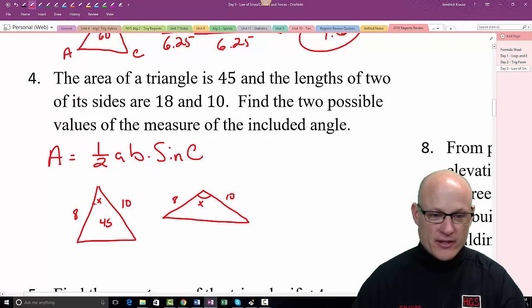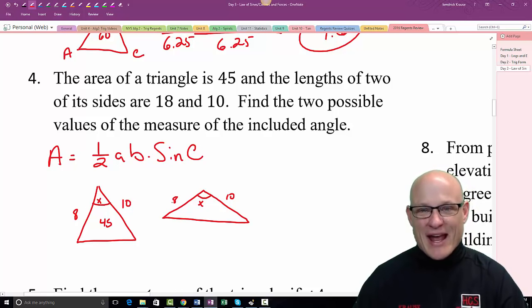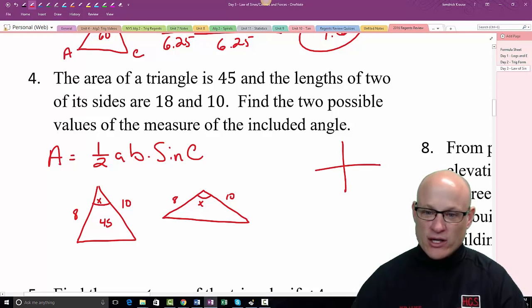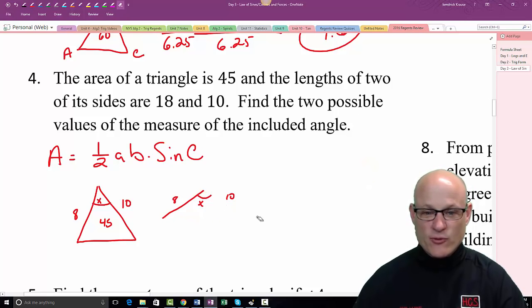See, the problem with it is it can be an acute angle or it can be an obtuse angle. And if you remember correctly, when we're dealing with sine, I could have an angle that's 30 degrees in a triangle, but I could also have an angle that's 150 degrees in a triangle, because sine is positive in the first quadrant.